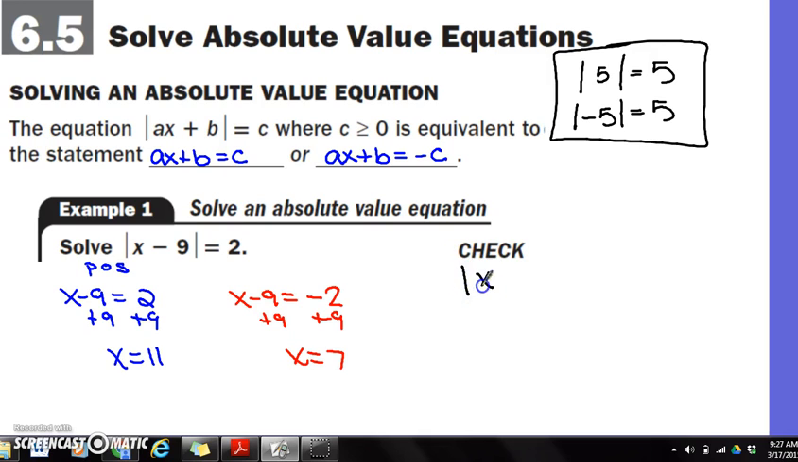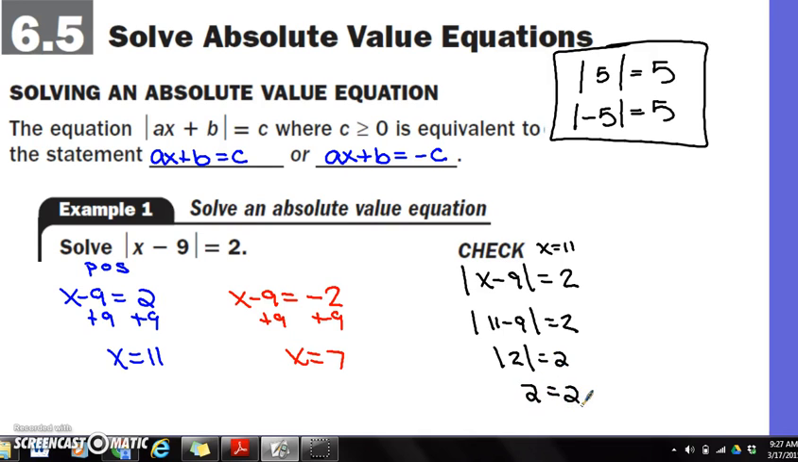You have the absolute value of x minus 9 equals 2. If we use the 11, where x equaled 11, we're saying the absolute value of 11 minus 9 equals 2. Well, 11 minus 9 is 2, and the absolute value of a positive 2 is 2. So we checked it, it's good. Then we are going to check the 7. So when x equals 7, the absolute value of 7 minus 9 should equal 2. Well, 7 minus 9 gives us a negative 2 in absolute value. The absolute value of negative 2 is 2. And we checked both of these are solutions.